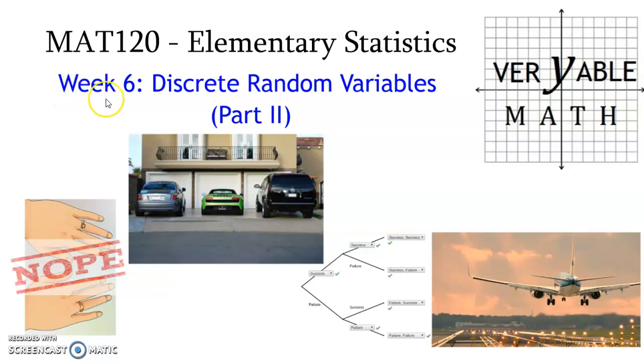Hello students, this is the second of a two-part video series talking about week 6, which is discrete random variables. We already talked about the basics of discrete random variables in the first video, so go back and watch that if you haven't. Now we're going to be talking about binomial random variables.